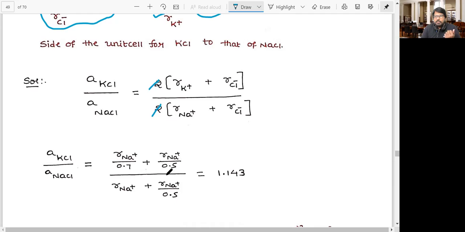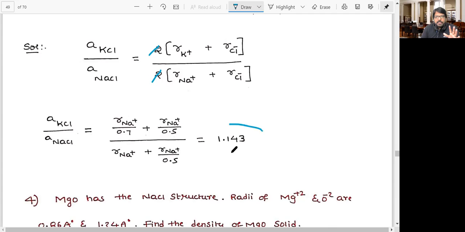And of course the simplification part, I already told you I will be helping only in linking the concept. I don't want to waste the student time here. So here just how to link the concept, that is my discussion. So you will be getting edge length ratio will be 1.143, right?